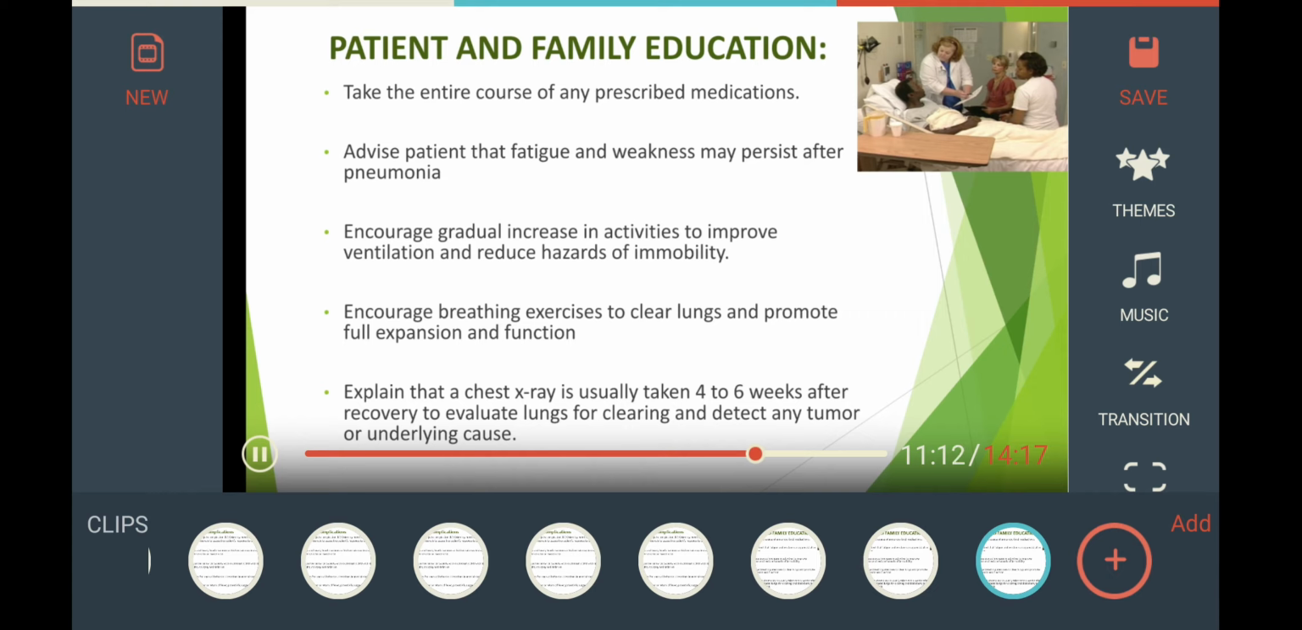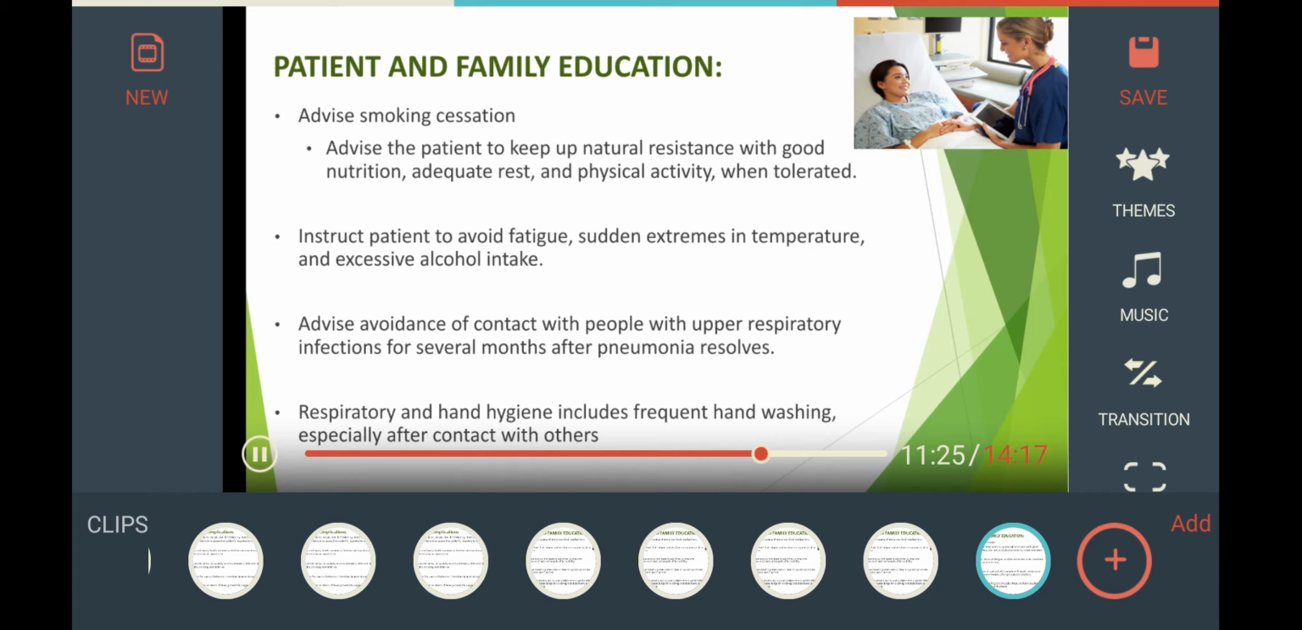Explain that a chest X-ray is usually taken 4 to 6 weeks after recovery to evaluate the lungs for clearing and detect any tumor or underlying cause. Advise smoking cessation. Advise the patient to keep up natural resistance with good nutrition, adequate rest, and physical activity when tolerated. Instruct the patient to avoid fatigue, sudden extremes in temperature, and excessive alcohol intake. Advise avoidance of contact with people with upper respiratory infections for several months after pneumonia resolves.